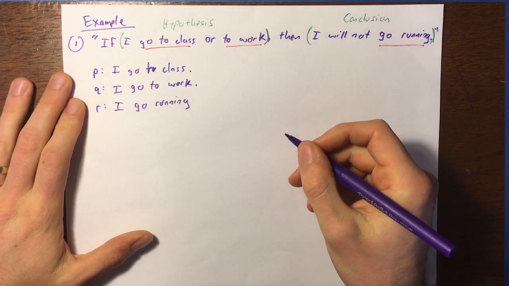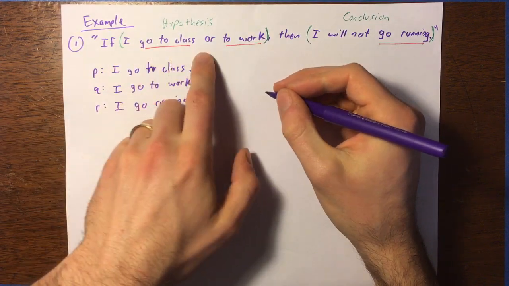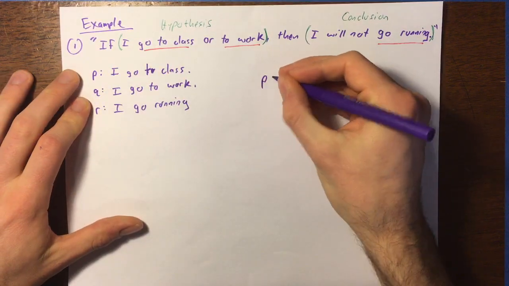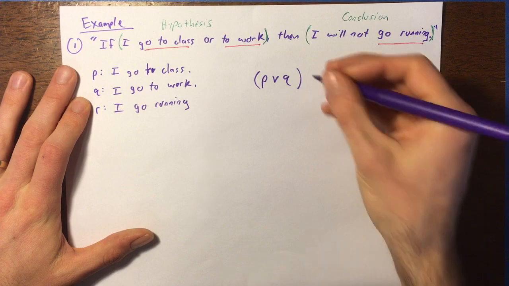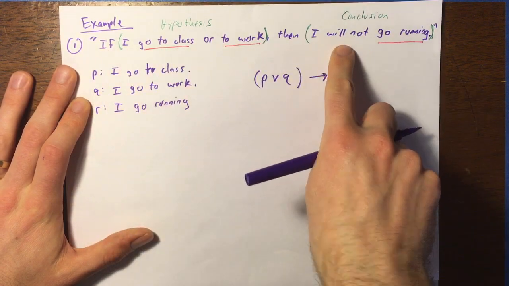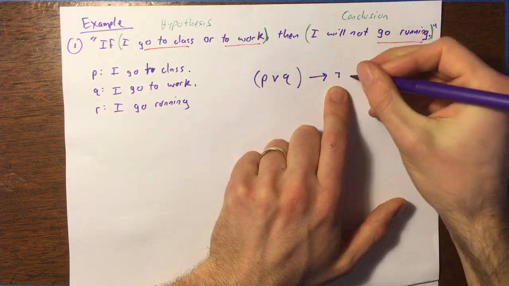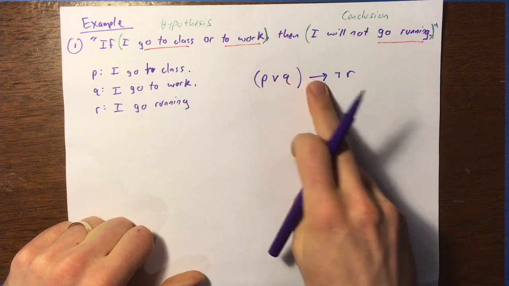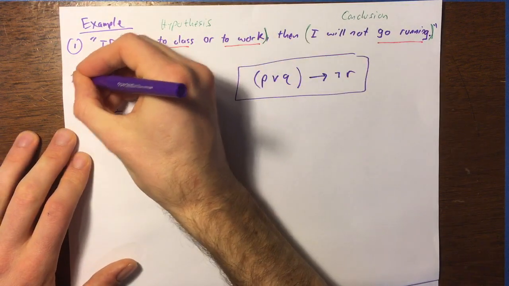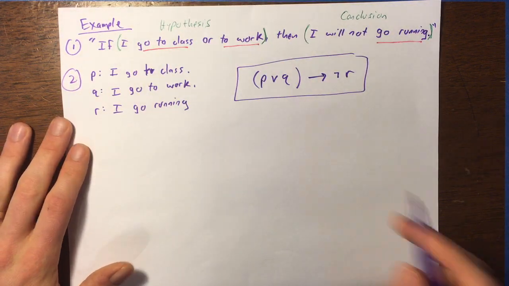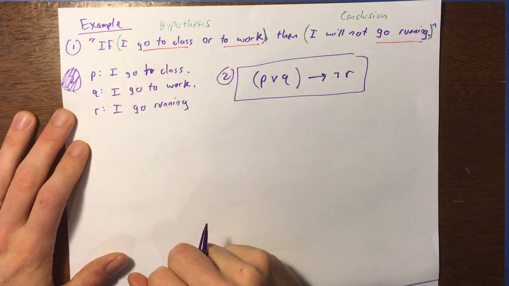So, let's start by writing down the hypothesis. It's going to be I go to class or to work. So that's just P or Q. I'll write P or Q in parentheses. That's the hypothesis. And now I'll put implies, that's the if-then. Now I need to write down the conclusion. The conclusion is I will not go running. That's just the negation of R, not R. So we have P or Q implies not R. And that is the symbolic representation. Let's label this as number 2. That's the symbolic representation of number 1, the verbal statement.